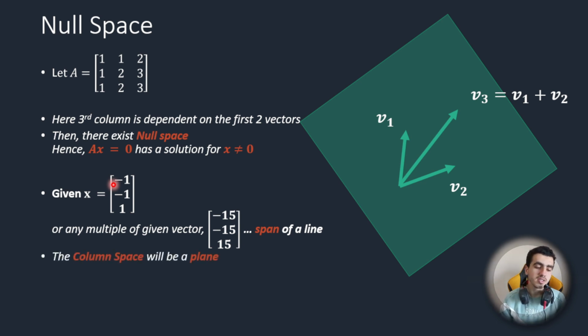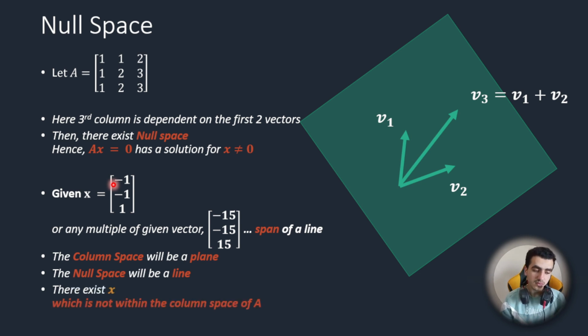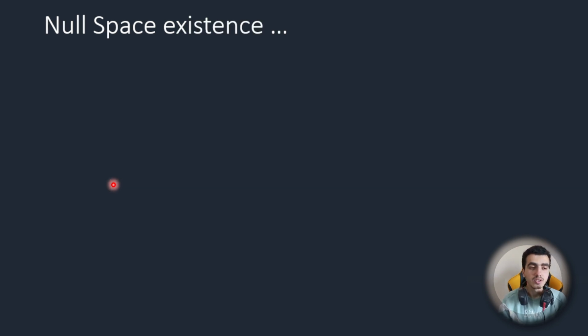So the column space of this matrix is a plane, a 2D plane. It's not 3-dimensional, it's just 2-dimensional. And the null space here is a line. Okay, hope it's clear. And this x exists within the null space. Okay, so here, where does the null space exist relative to the column space?